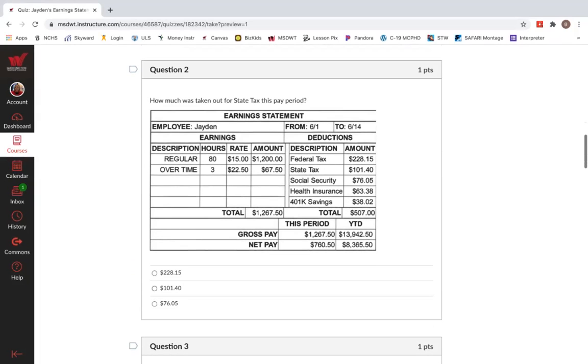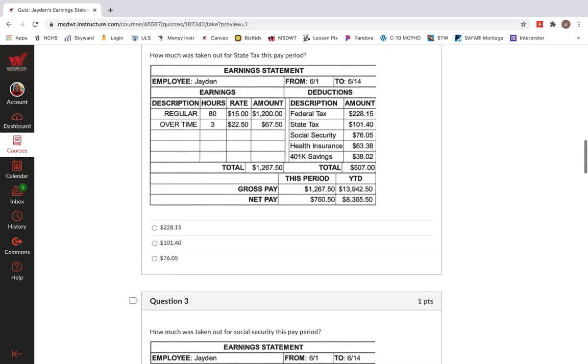Question 2, how much was taken out for state tax this pay period? So you have to look at deductions because that's taking out. Look for state tax. How much was taken out for state tax? Was it $228.15? Was it $101.40? Was it $76.05? How much was taken out for state tax?